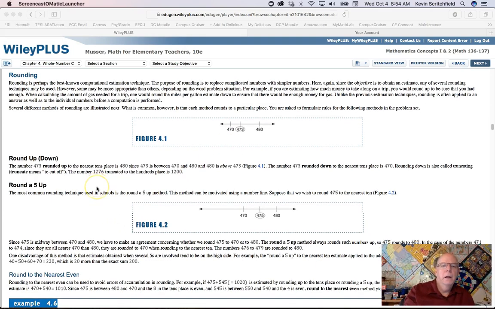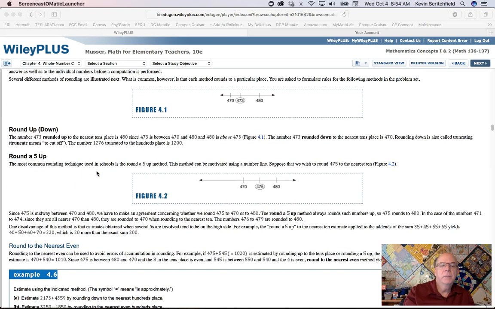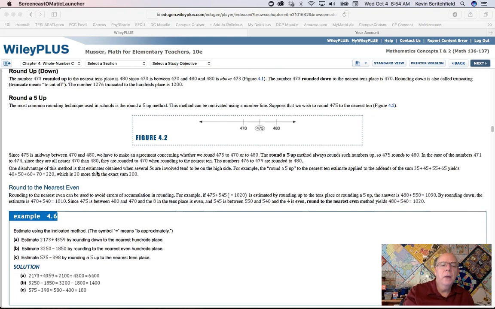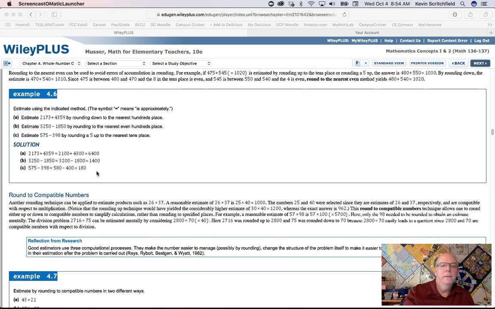There are some different things about rounding here that you need to look at, but that's the basic concept. Rounding helps us in our mental math. It helps us figure out some numbers to choose to be compatible numbers.